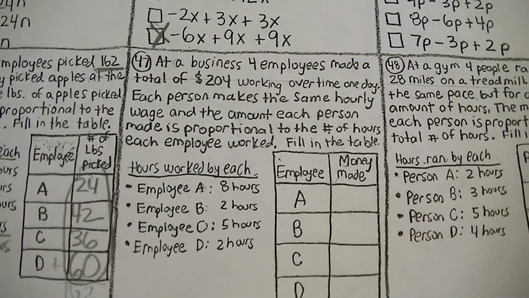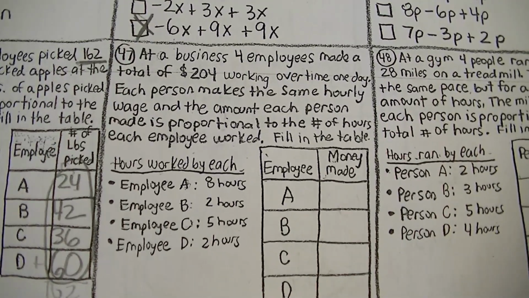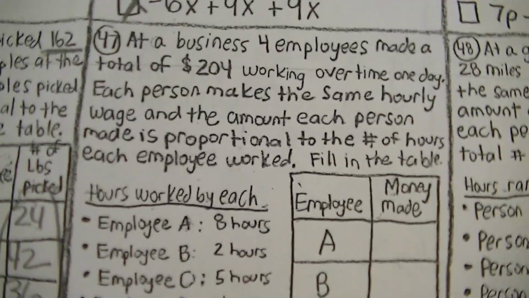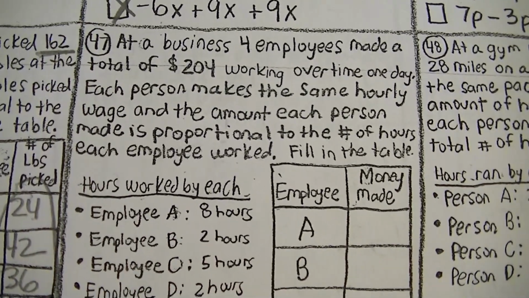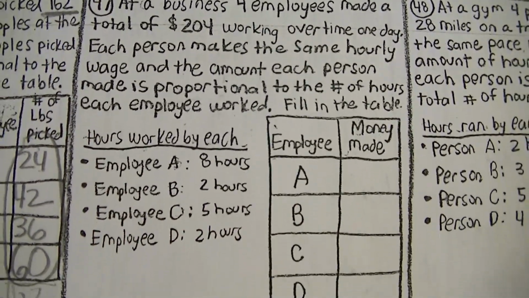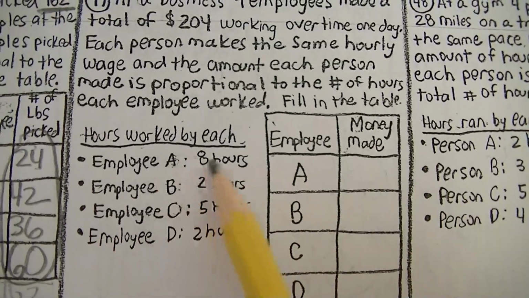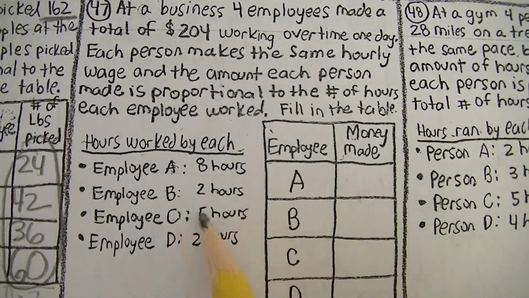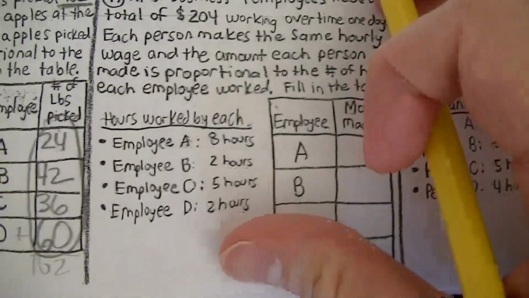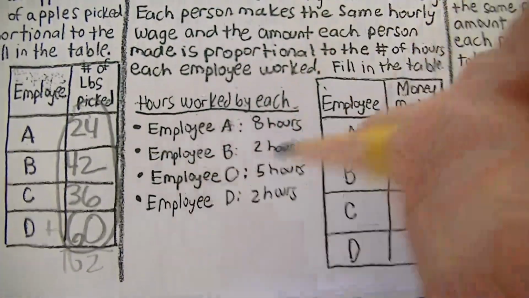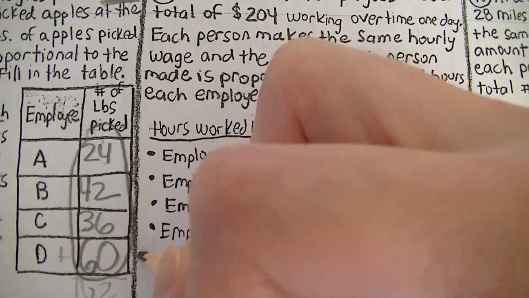47. At a business, 4 employees made a total of $204 working overtime one day. Each person makes the same hourly wage, and the amount each person made is proportional to the number of hours each employee worked. Fill in the table. So here's the amount of hours that each individual employee worked. We need to know how much money they made, okay? So I know that there's not much room, but if you want, you can squish it in right here. This is where I'm going to show it.